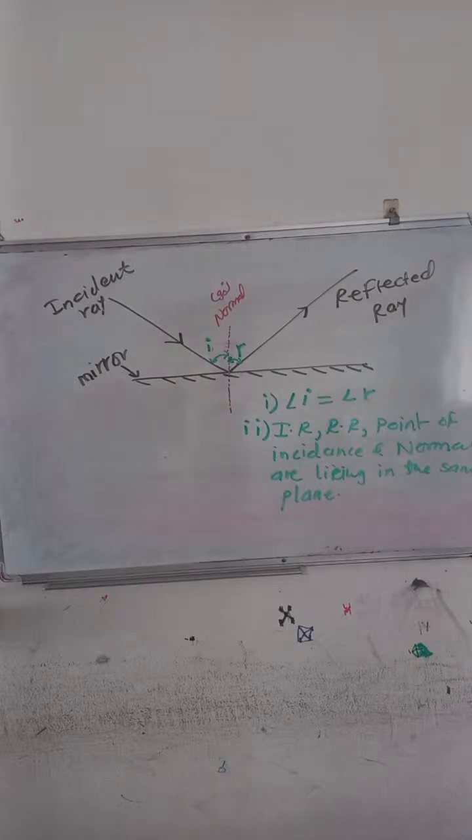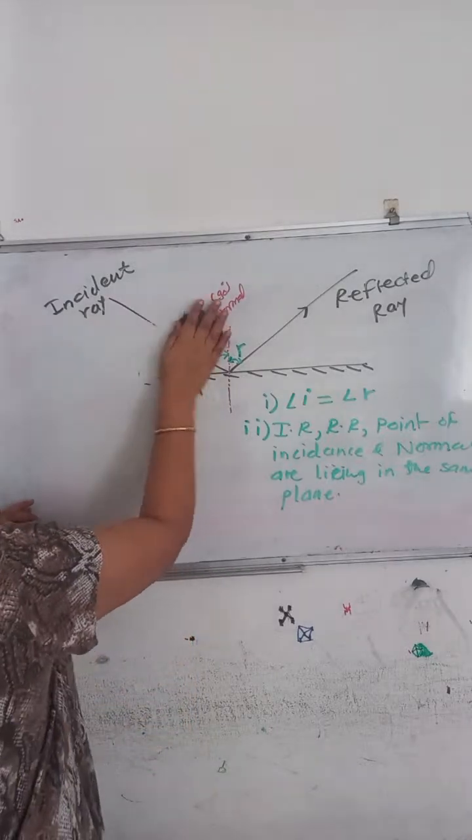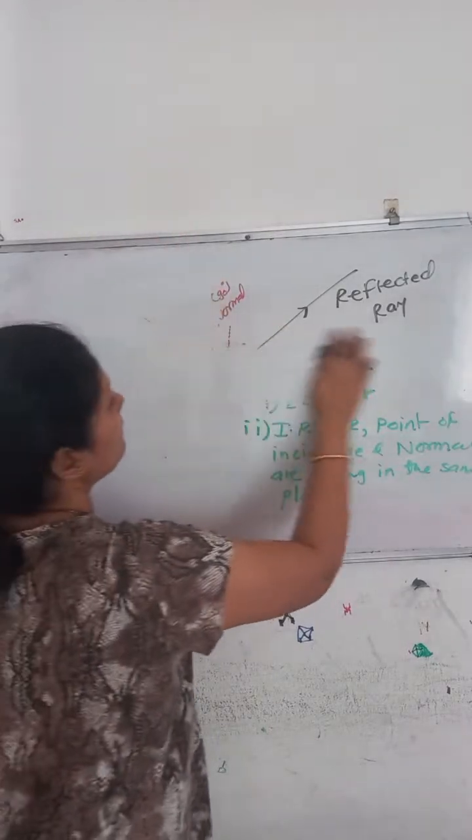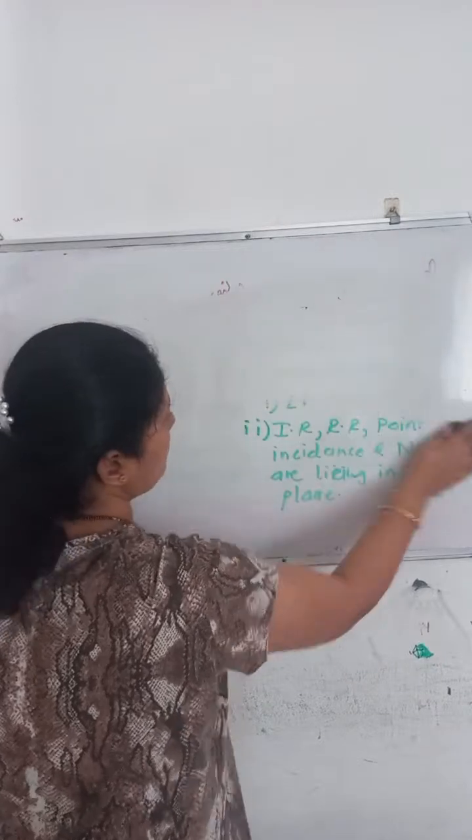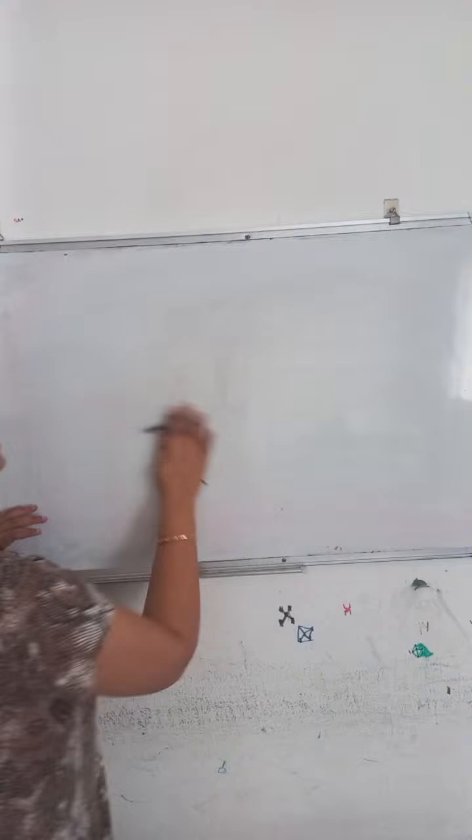So here we have two types of reflections. I hope everyone took the screenshot of this. Now we have two types of reflections: one is regular reflection and another is irregular reflection. Regular reflection.